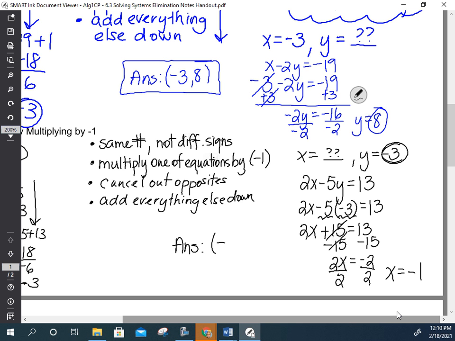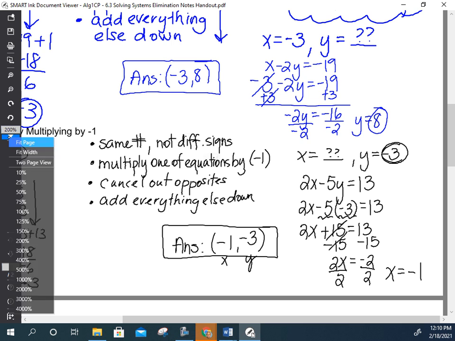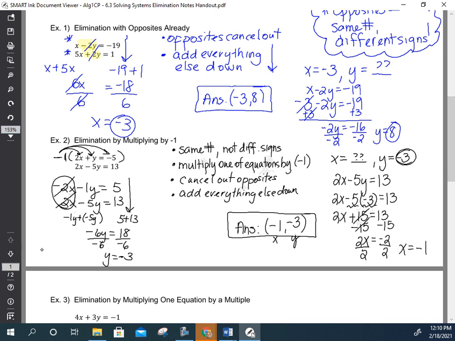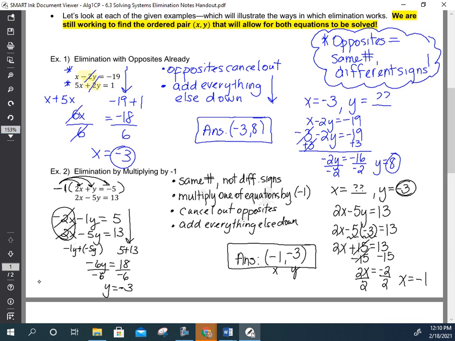So your answer is -1, -3. Why is it written that way? Because x comes before y in the alphabet. That's why. X comes before y in the alphabet. Any questions on example 2?